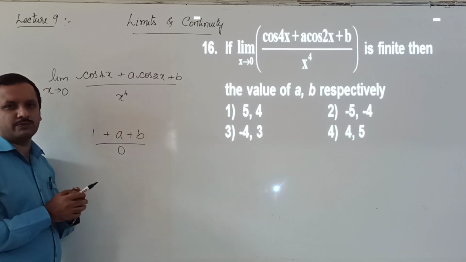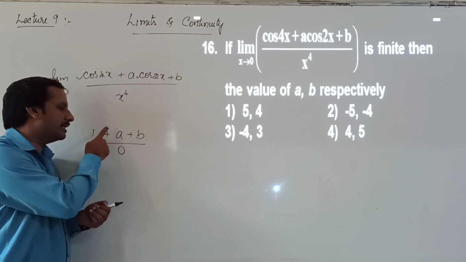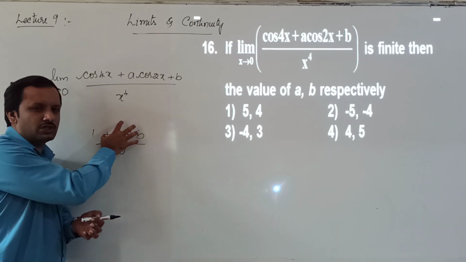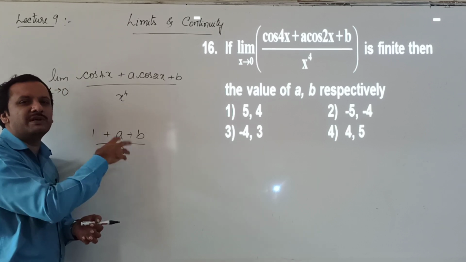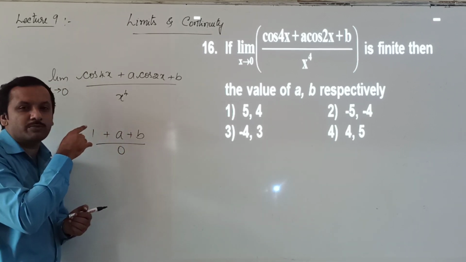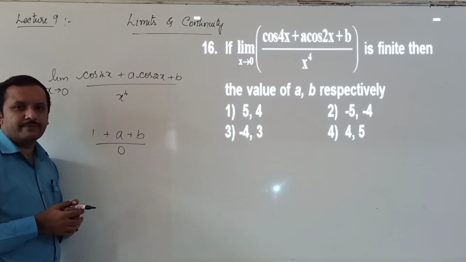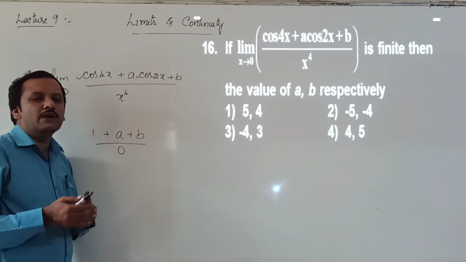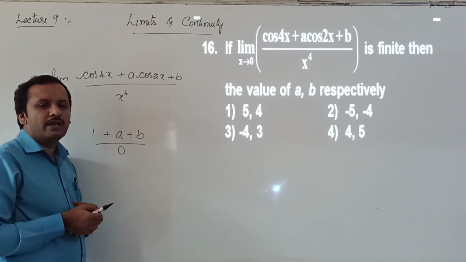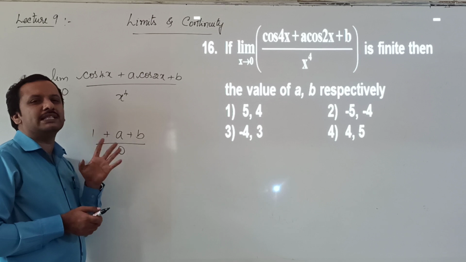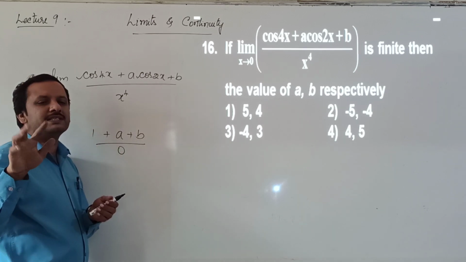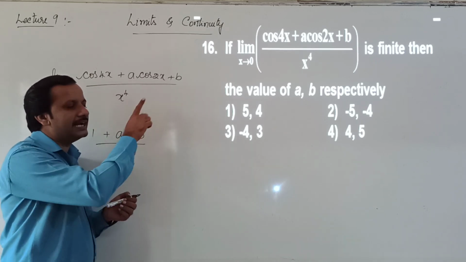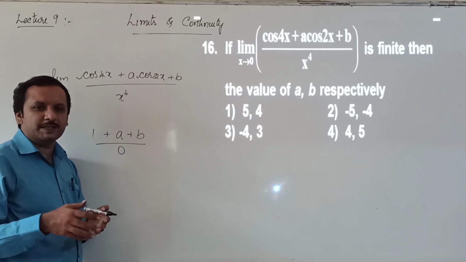If the numerator is positive, then this expression will reach plus infinity. Some positive quantity by 0 will tend to plus infinity. But they have given that it should be finite. So that means this cannot be positive. Then if the numerator 1 plus a plus b is negative, this expression will tend to minus infinity. Negative quantity by 0 will take it to minus infinity. So that is also not finite, whether it is plus infinity or minus infinity.